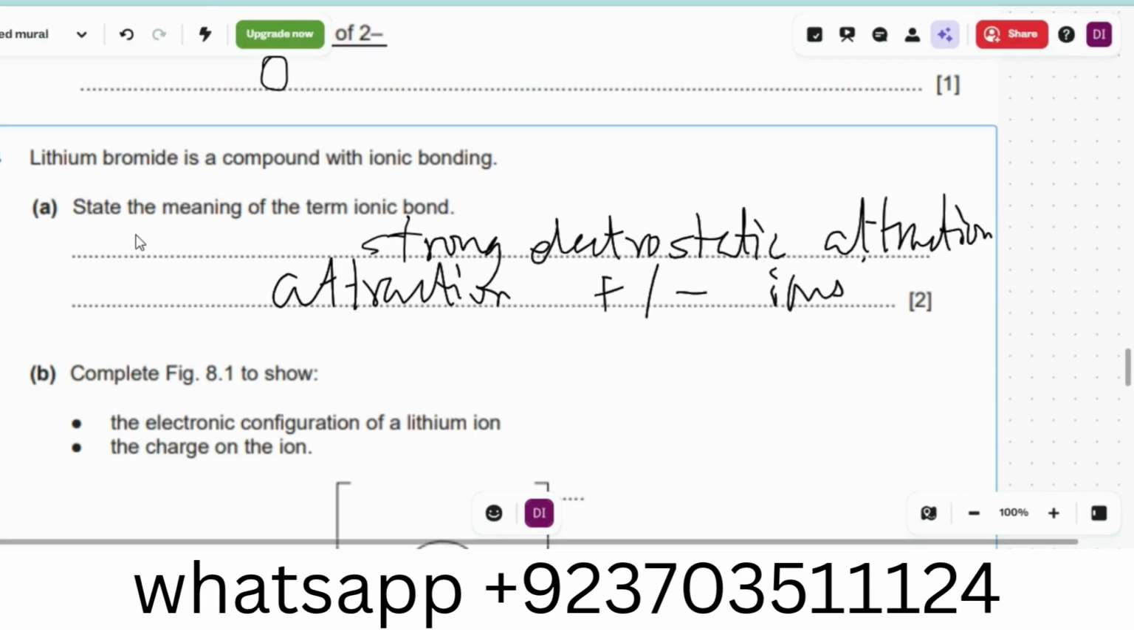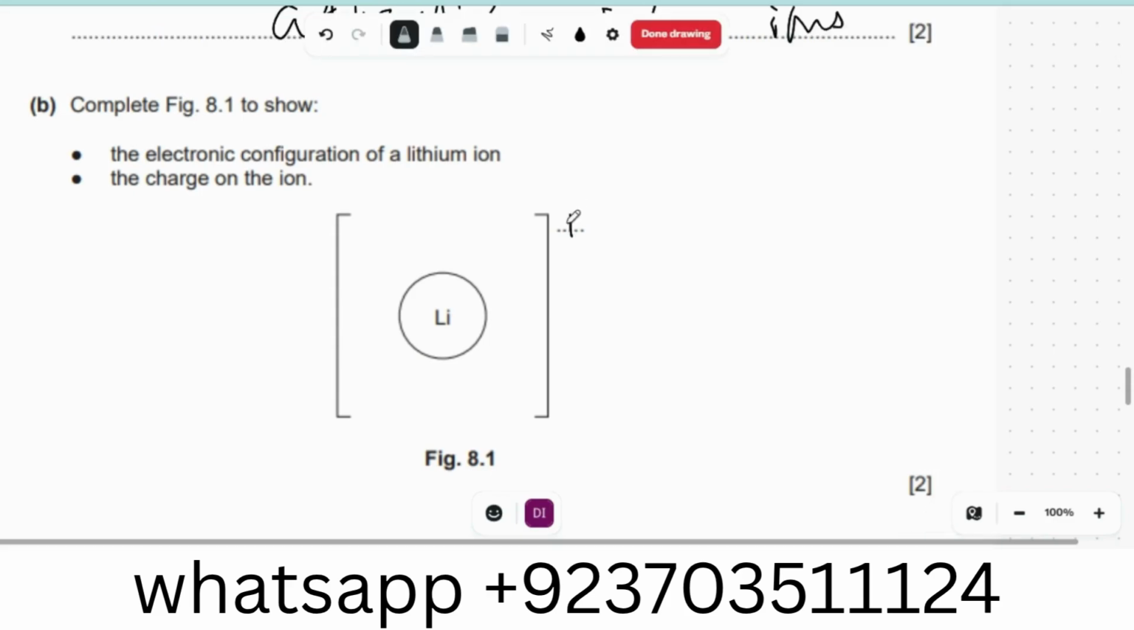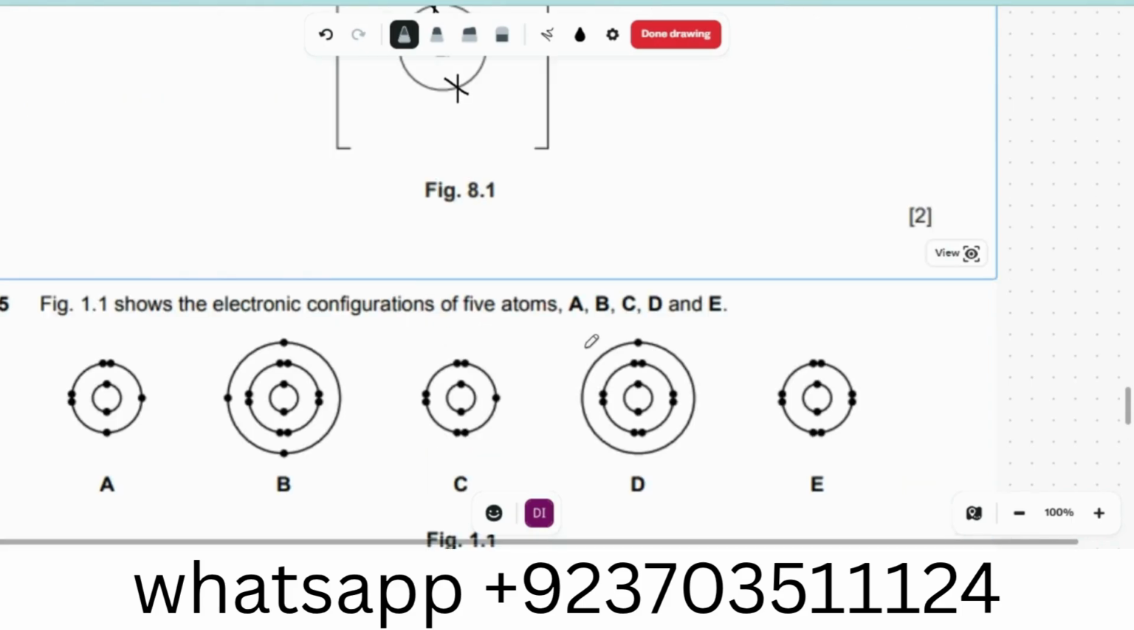Now the next question is about lithium, the electronic configuration of the lithium ion. Lithium is in group 1, so the charge is plus 1. In the first shell it will have 2 electrons. In its second shell it has 1 electron, but it will lose it and get a plus 1 charge.